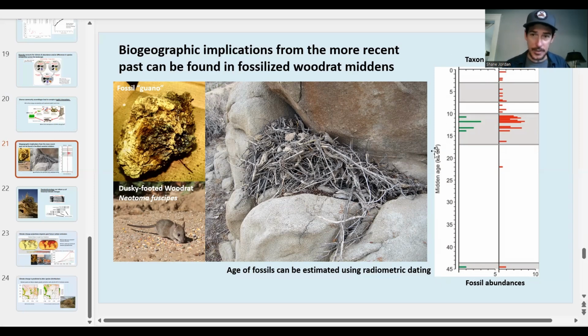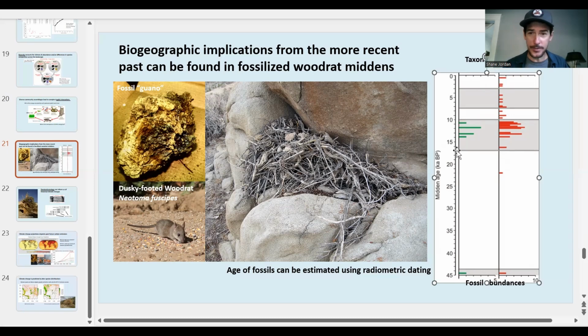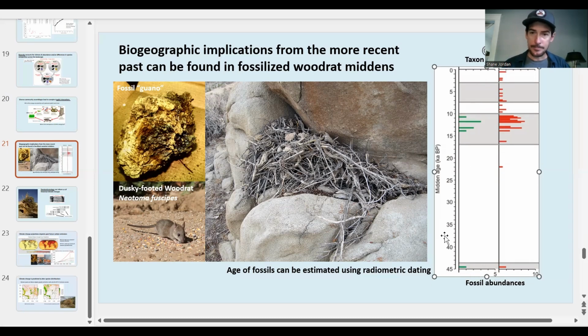So the y-axis is showing the age of the fossil material here in basically thousands of years. So the present is shown here and 45,000 years ago shown here. So this is quite a long period of time. And we can see that taxa A was pretty abundant between 10,000 and about 16, 17,000 years ago in this midden series, but it's absent in the more recent past.